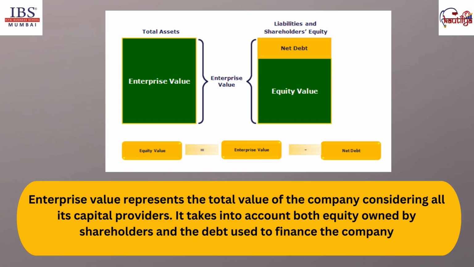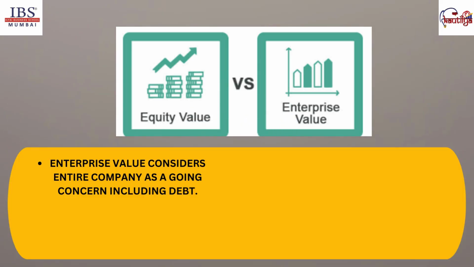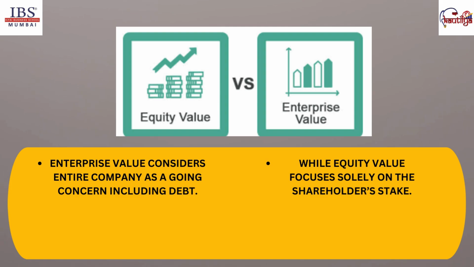Enterprise value. It represents the total value of a company considering all its capital providers. It takes into account both equity owned by shareholders and the debt used to finance the company. Equity value. It represents the net worth attributable to the shareholders of a company. It solely considers the market value of the company's outstanding common stock. Hence, the key difference is enterprise value considers the entire company as a going concern, including debt, while equity value focuses solely on the shareholder's stake.